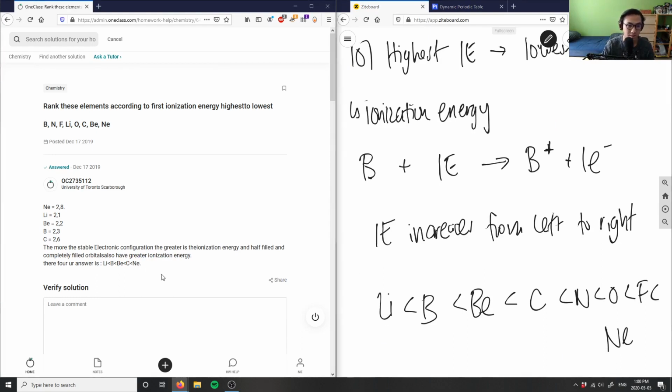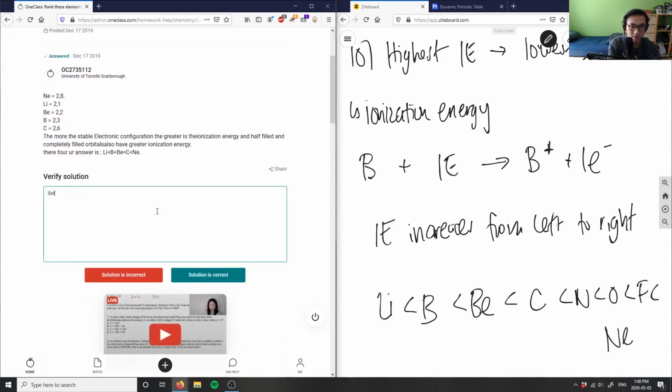So the solution here is incomplete because they didn't really rank these guys otherwise. So I'm going to say the solution is incomplete. I forgot to rank other elements. So I'm going to write the solution here: boron, beryllium, carbon, nitrogen, oxygen, fluorine, and finally neon here.